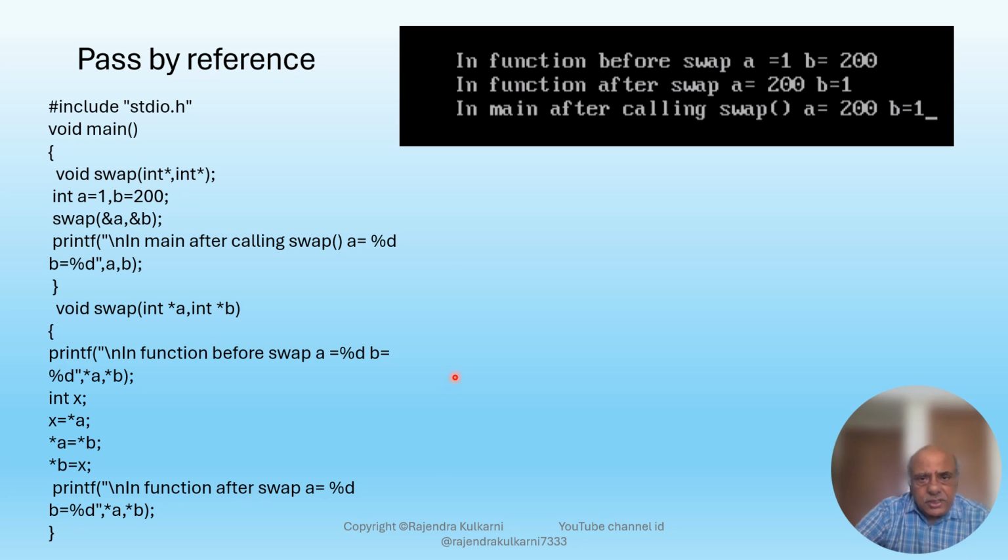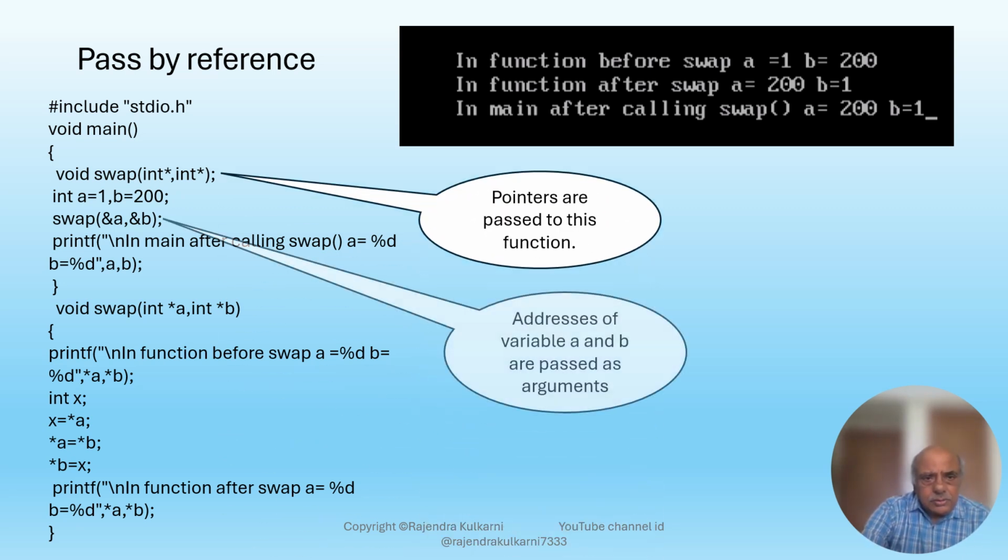This printf statement prints a is equal to 200, b is equal to 1, and when the function returns to the calling function, there is a statement in main after calling swap. So this printf statement gives us the value of a as 200 and b as 1. So actual values of a and b belonging to main are swapped using the function.